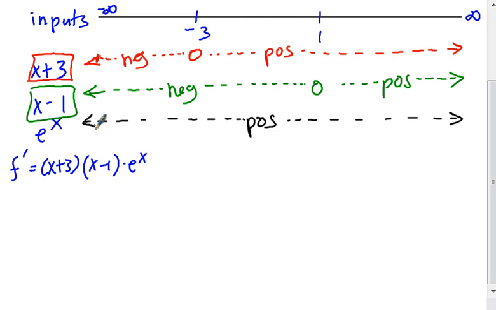Okay, and now we're ready to put everything together with the first factor times the second factor times the third factor. And basically we're just using sign rules at this point. So let's see.